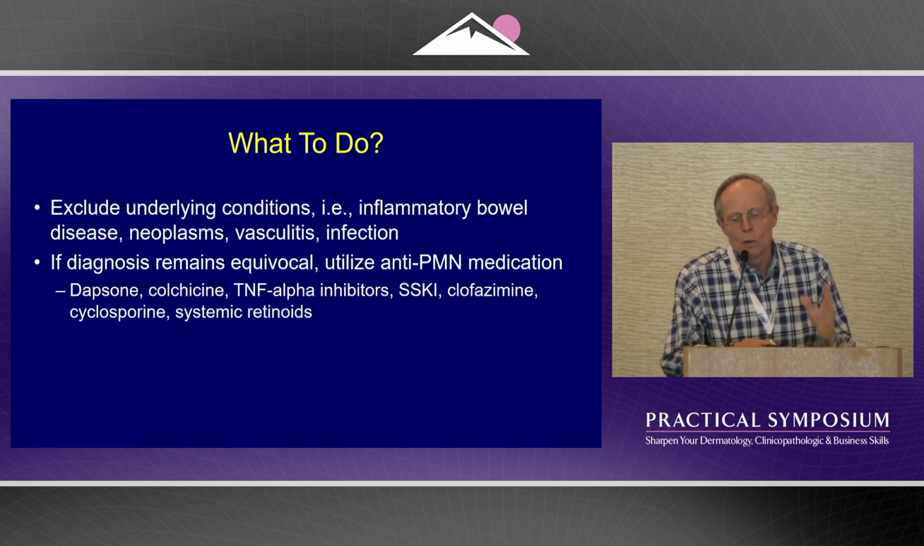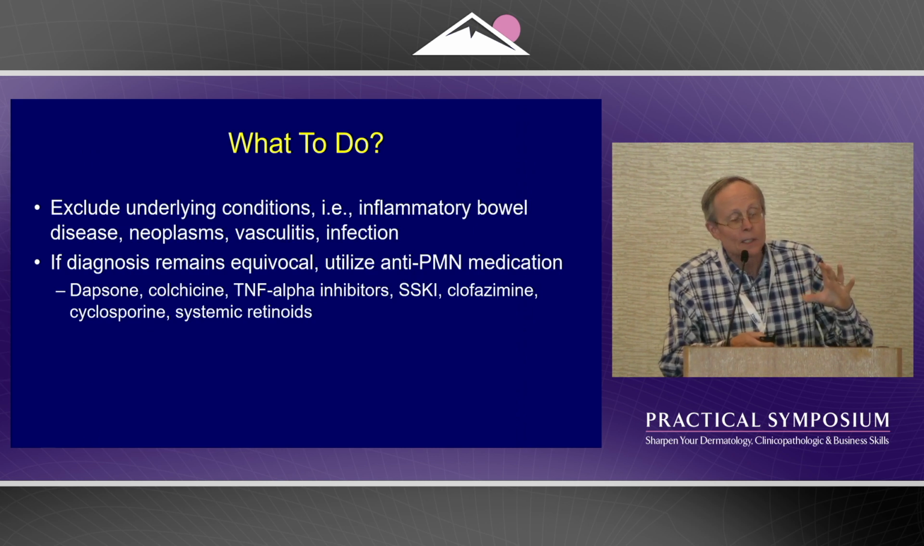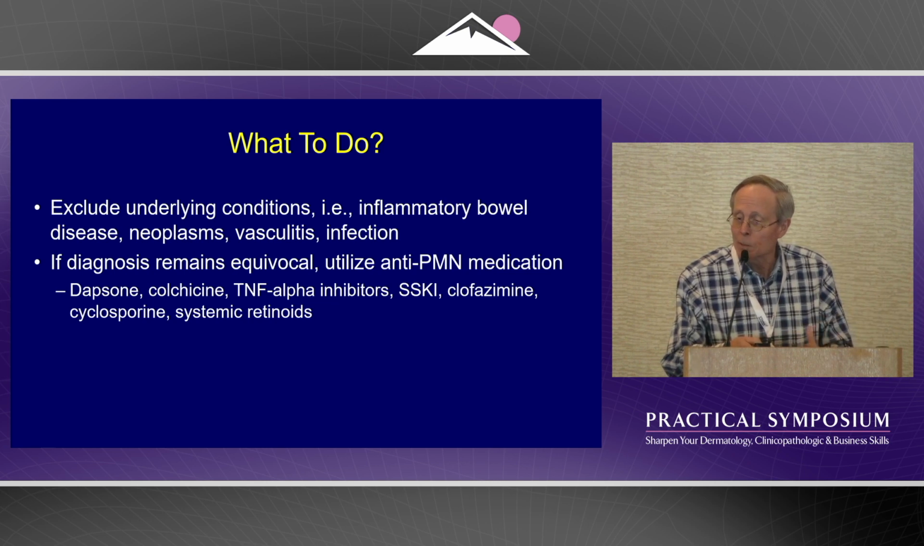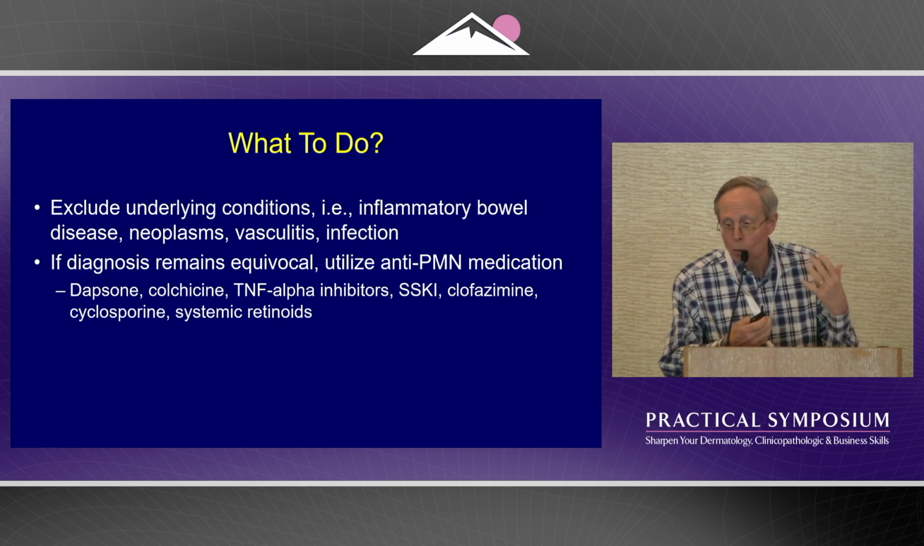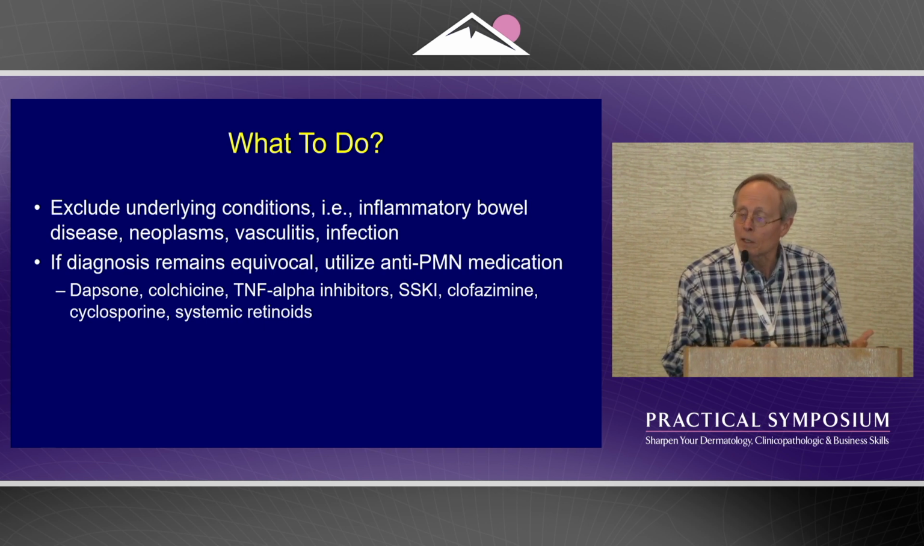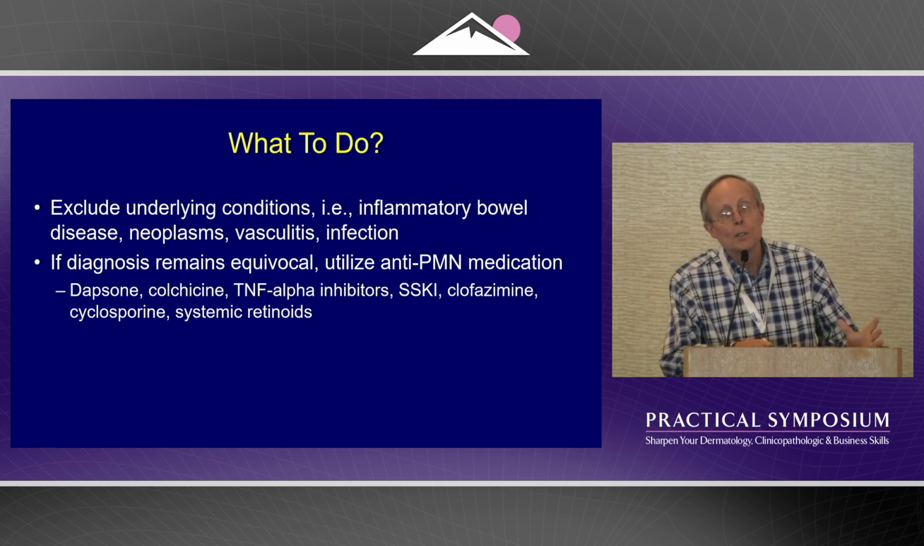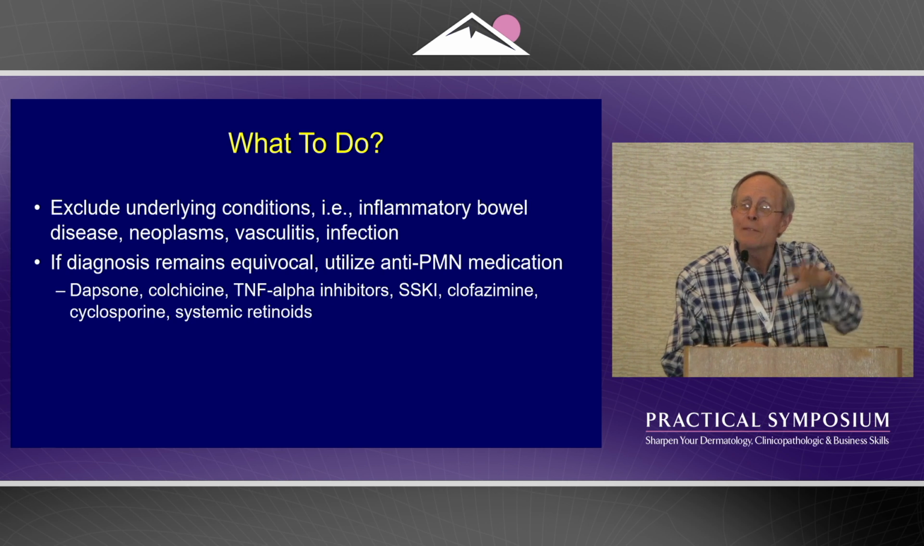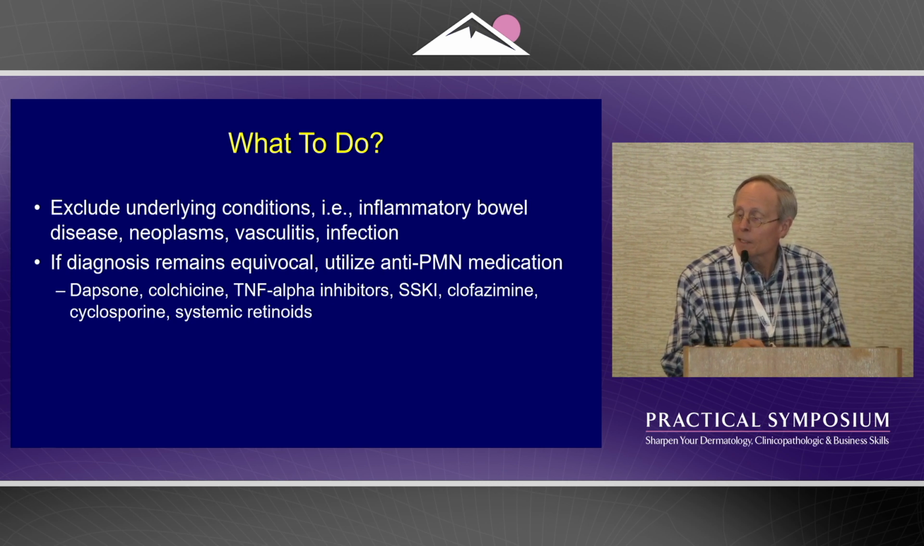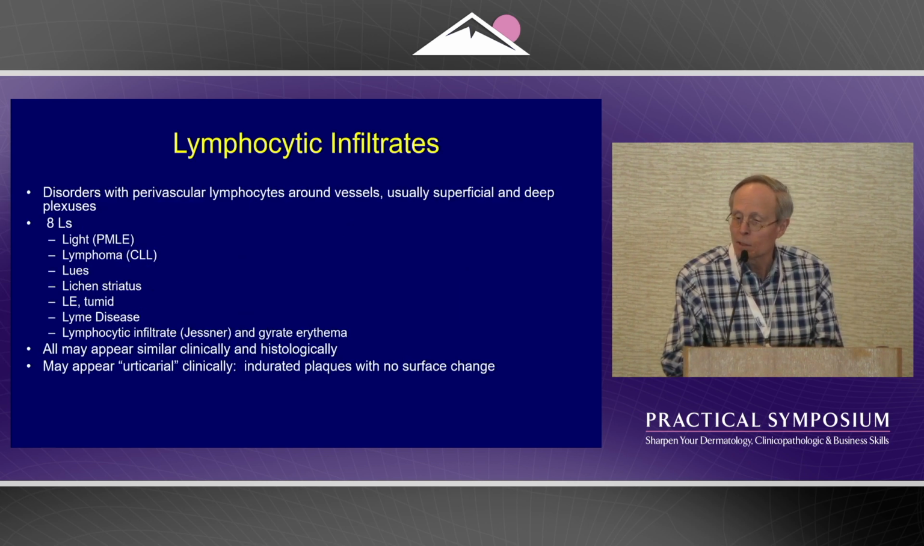So what you really want to do is basically rule out anything that you can. Make sure they don't have an underlying neoplasm or an infection by culturing it if you can. And if the diagnosis remains equivocal, you say, well, there are neutrophils in there. Let's use an anti-neutrophilic drug that's going to work. So dapsone, colchicine, those kind of medications. And now we have the TNF-alpha inhibitors that will work. So if you're not sure, but you know it's neutrophilic, let the biopsy drive your treatment, even though you can't necessarily call it classic Sweet's or one of these things. So basically it tells you that there are neutrophils in here.